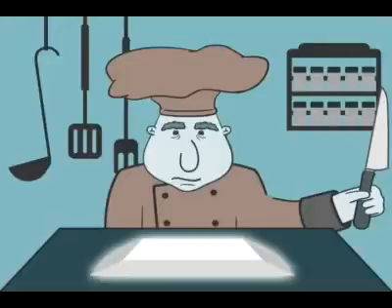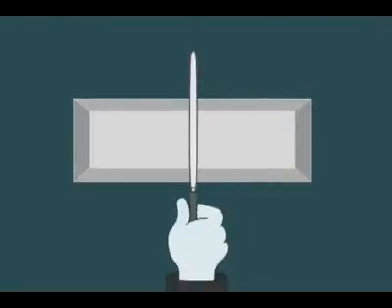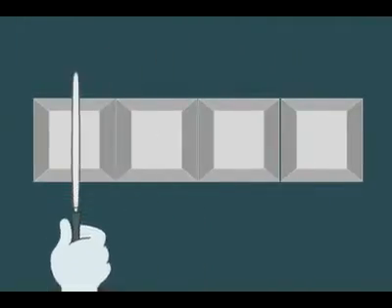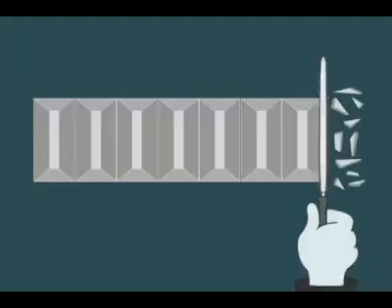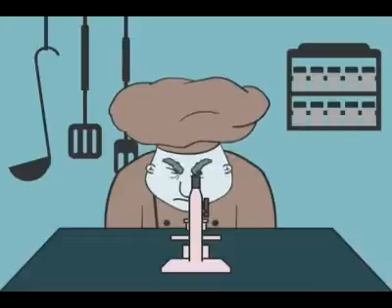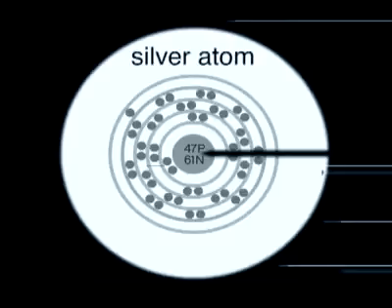Say you had a piece of silver and a really special knife, and you chop that piece of silver in half. Then you chop it in half again, and again, and again. You keep on chopping that silver in half until it's super tiny. Eventually, you'll reach a point where the piece of silver is as small as it can be and still be considered silver. At this point, you've reached the silver atom.